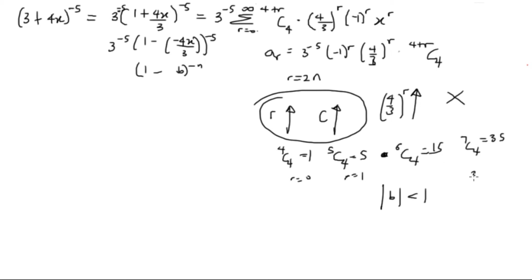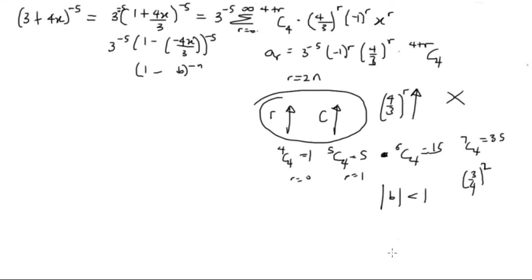But let's say we had 3 over 4. 3 over 4 is less than 1. If I increase the r value, 3 over 4 raised to power 0 is 1, then 3 over 4 raised to power 1 will decrease. That's 3 over 4, which is 0 point something. If I increase it to 2, as r increases, 3 over 4 will be decreasing. You understand? 3 over 4 raised to power 2 will decrease.